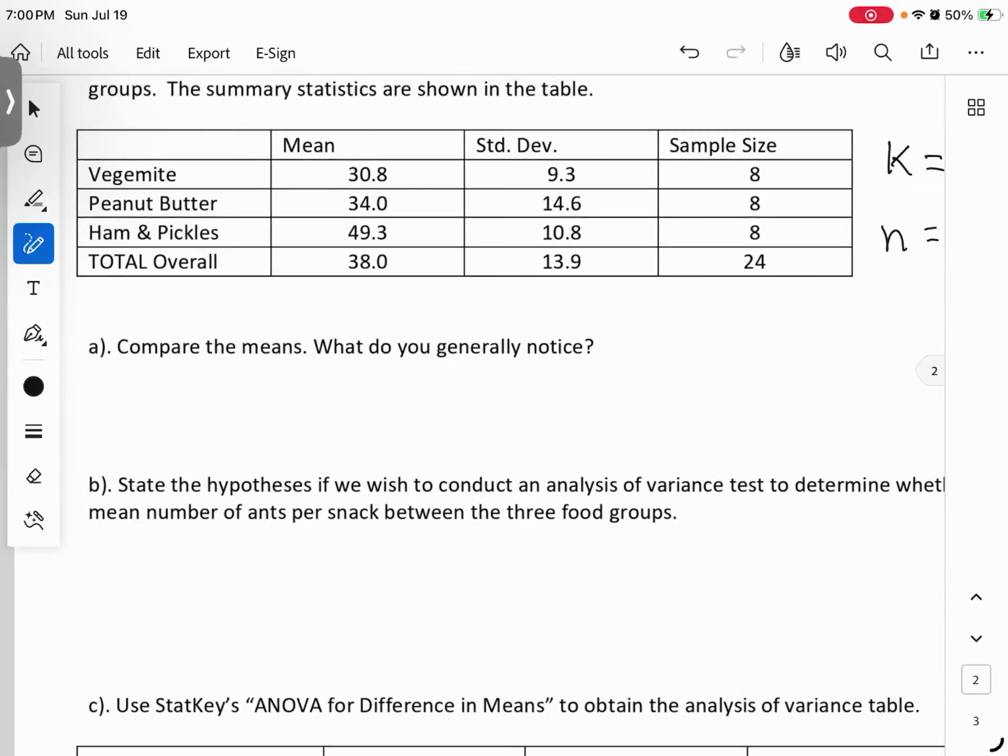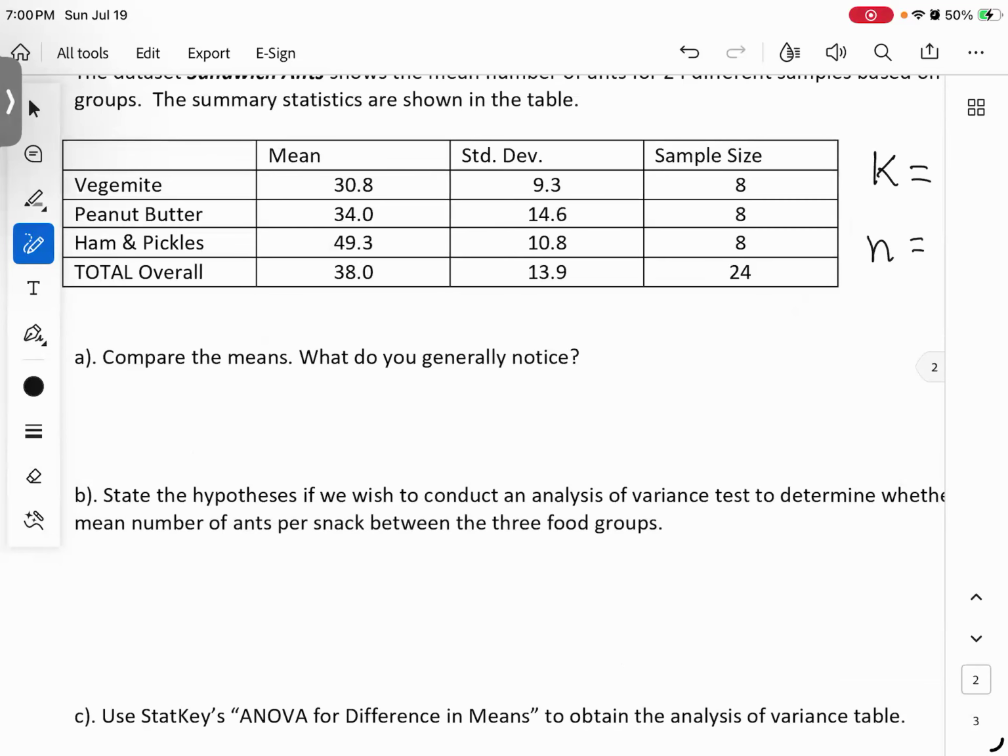Now, one of the things that you're going to be asked to do on the homework, quiz, or test is just to make a general comment about the means. And usually what it's going to be is that the mean is not the same for all three of the groups. As you look up here, this is the average number of ants that were interested in the Vegemite, like 30.8, peanut butter, a little bit higher, 34. Then you've got the ham and pickles. For whatever reason, it seemed like ham and pickles seemed to be the most favored, and we could say that because it had the highest mean. So just keep it really simple.